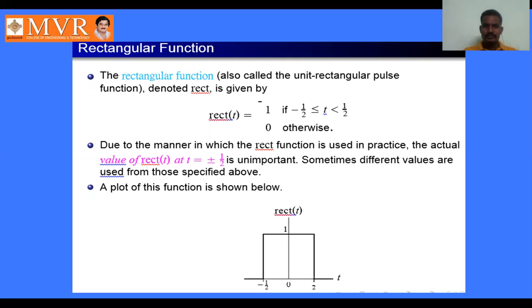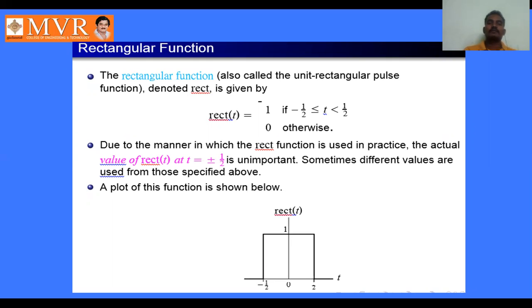Due to the manner in which the rect function is used in practice, the actual value of rect of t at t equal to plus or minus 1 by 2 is unimportant. Sometimes different values are used from those specified. It is not only minus 1 by 2 or plus 1 by 2. It may be minus 1 and plus 1, minus 2 and plus 2, minus 3 and plus 3, etc. But it can be located on both the positive side as well as the negative side.